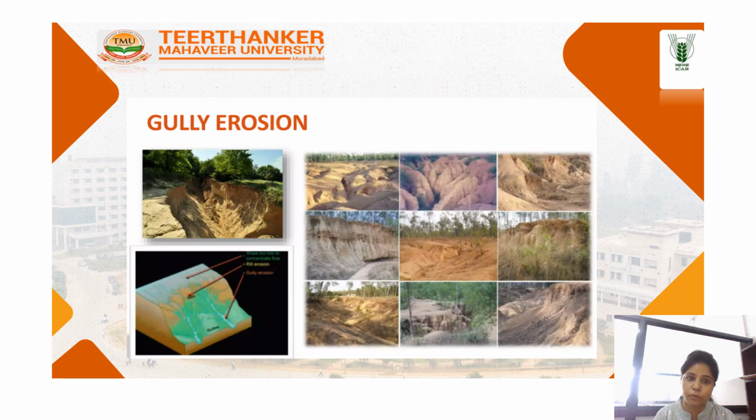This picture shows gully erosion, as we see here in the cross section area of this gully. It can't be destroyed by any tillage machinery. If we use heavy tillage machinery, it's impossible to convert it into normal soil.